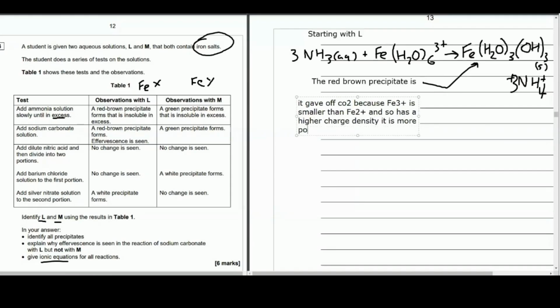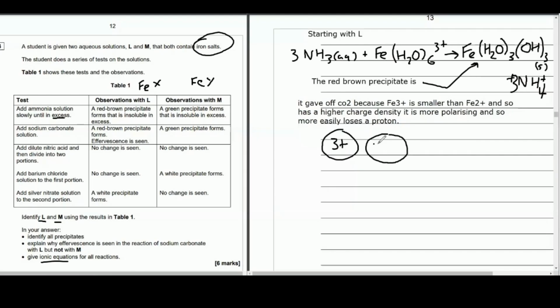This is because Fe3 plus is smaller than Fe2 plus, which formed the green precipitate with sodium carbonate. Fe3 plus is smaller than Fe2 plus, so it has a higher charge density, i.e. a greater positive charge spread over a smaller area. So this means it's more polarizing to that carbonate ion, and it has the ability, therefore, to donate hydrogens more easily. So this is why Fe3 plus is a stronger acid, or has a stronger acid effect.